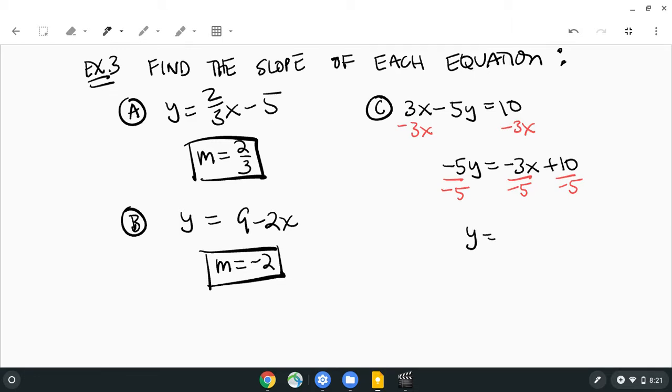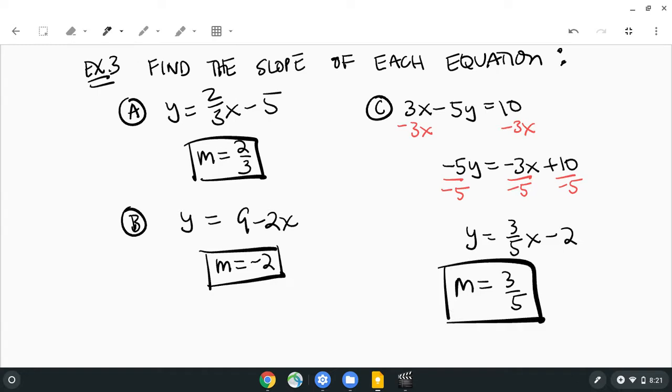And we end up with y equals, double negative there becomes +3/5. And 10 divided by -5 is -2. Okay, so now I have it in slope-intercept form. So my slope is 3/5. Okay, and so these two were really easy. So this is more like something I would put on a test.